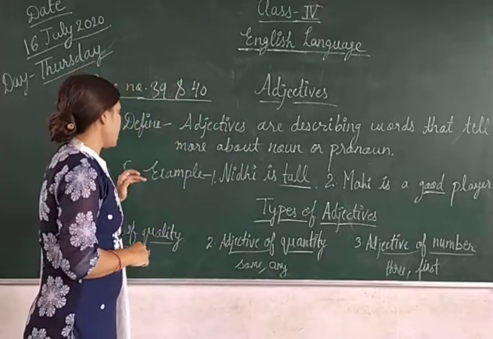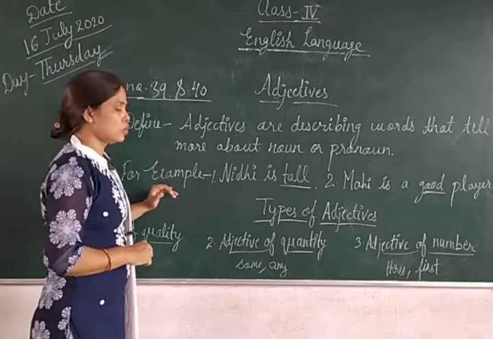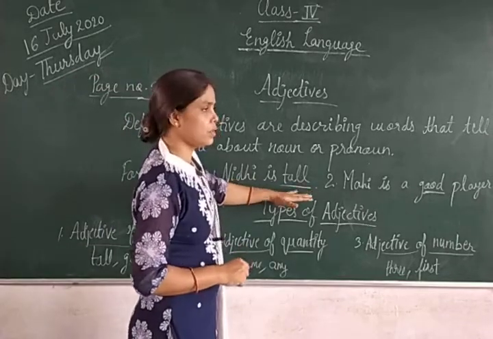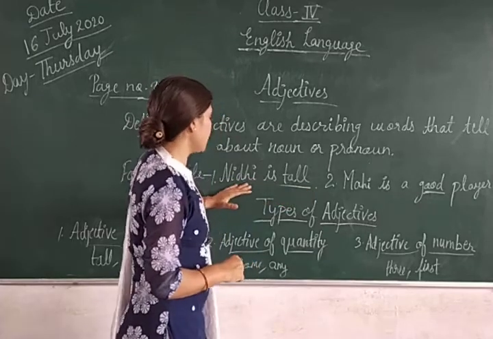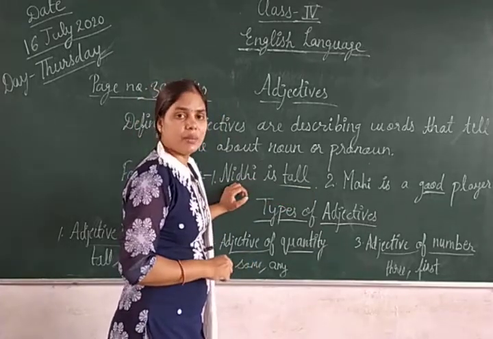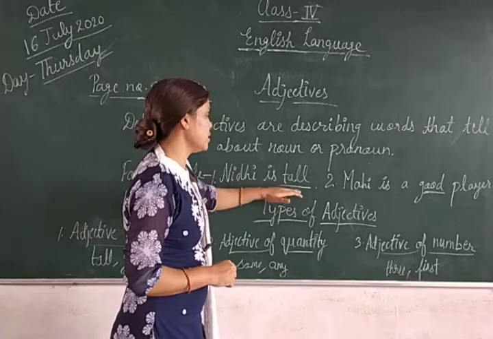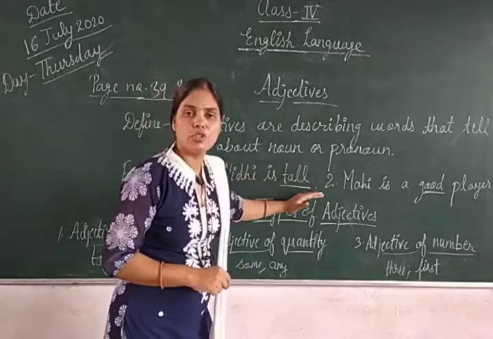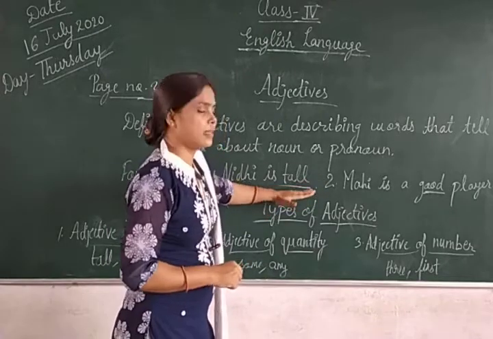All right, so I have given some examples here. So first one is Nidhi is tall. So Nidhi is tall. Tall is an adjective. So tall is telling about Nidhi. Okay, Nidhi is a noun. So tall is telling us about Nidhi, that Nidhi is tall. All right, so tall is an adjective.